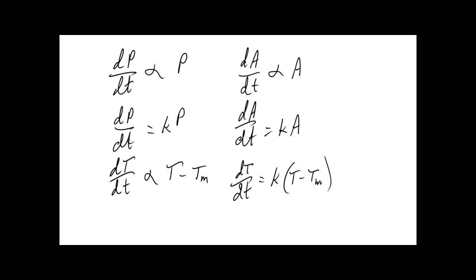And this works for heating or cooling. Let's just say that I have an object I've heated to 150 degrees Celsius. If it's 100 degrees out there, it's going to take a lot longer for that to cool than it would if it was 20 degrees outside, okay? Because this difference is what determines the rate at which it cools, okay? So it's the same type of a deal.